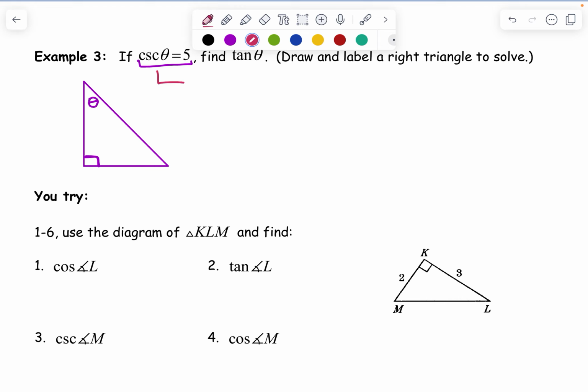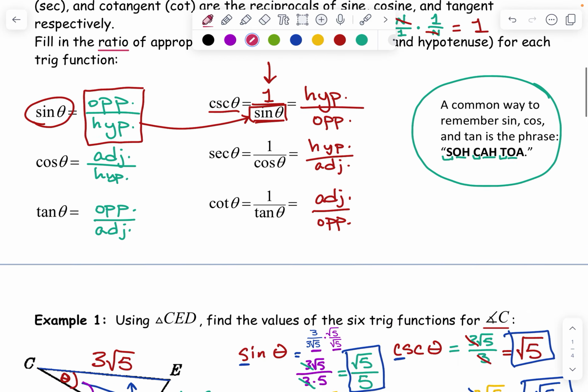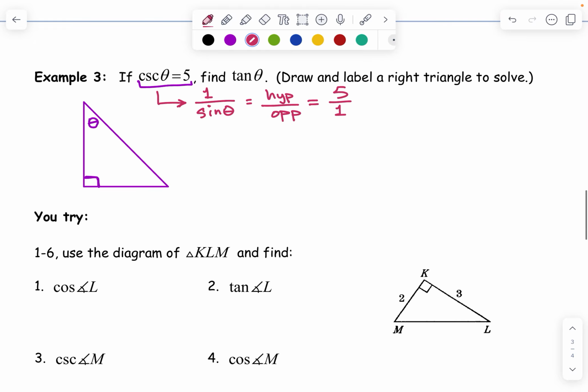Then what is cosecant? Well, we actually just used this one on our last question. It is the reciprocal of the sine, which means instead of opposite over hypotenuse, it's going to be hypotenuse over opposite. And it's 5. So that means if it's a solid even 5, it must be 5 over 1, which means our hypotenuse, which is the side across from our 90, is 5, and our opposite side is 1. So we are looking for tangent of theta.